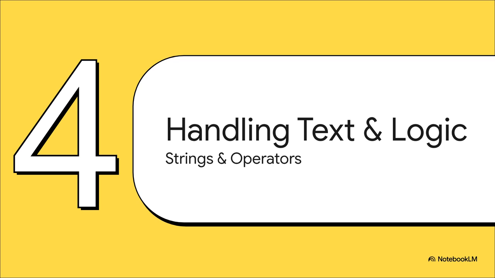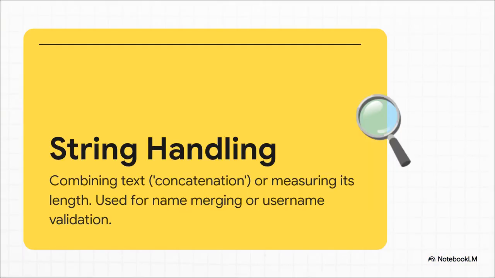Okay, we're almost at the finish line. Our last couple of tools are all about how code handles words, not just numbers, and how it can juggle multiple rules at the same time. So code isn't just about math. It also works with text. And in the coding world, a piece of text is called a string. This is super useful for things like mashing words together to create a personalized welcome message, or checking the length of your username to make sure it fits the rules.